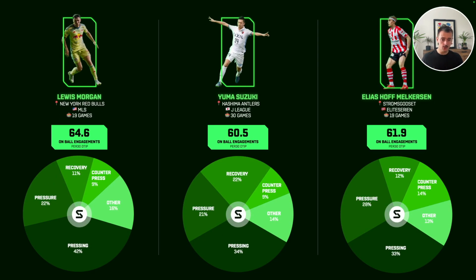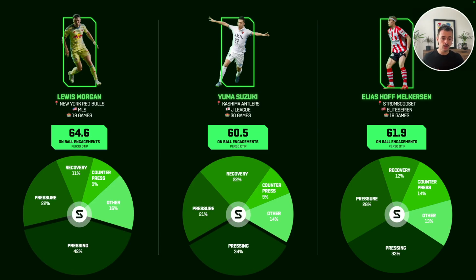However, when we actually look at the split of their engagement types, we can start to see there are clear trends. Certain players are making more recovery presses, other players are making more counter pressures, for example. So we're really starting to get an understanding of actually how these players are engaging the ball carriers. Which players are more likely to run back towards their own goal? Which players are more likely to react quickly to a counter press?